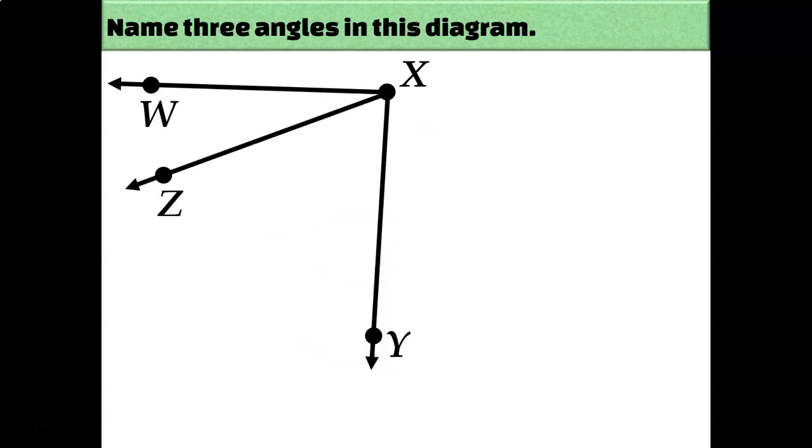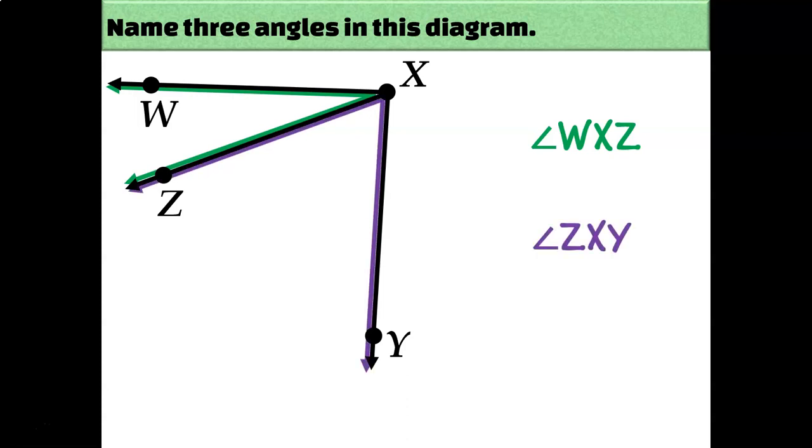Let's look at this diagram. It's a little bit more complicated. There's actually 3 angles in this diagram. Do you see them all? Well, let's give them names. The first angle I see is this one, which I'll call angle WXZ. You could also call that angle ZXW, and it would refer to the same angle. I also see this angle. I'll call it angle ZXY. Again, you could also call it angle YXZ, and that would still be correct. And the last angle is the entire angle, which is angle WXY or angle YXW. And now you know everything you need to know about naming angles.